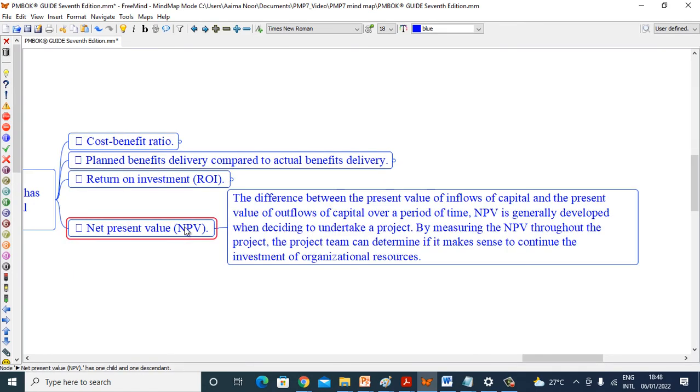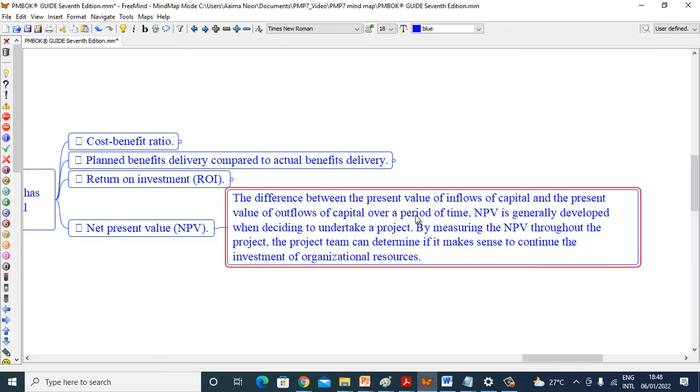Net present value, NPV. The difference between the present value of inflows of capital and the present value of outflows of capital over a period of time. NPV is generally developed when deciding to undertake a project. By measuring the NPV throughout the project, the project team can determine if it makes sense to continue the investment of organizational resources.